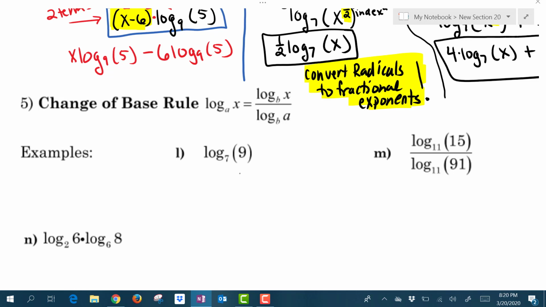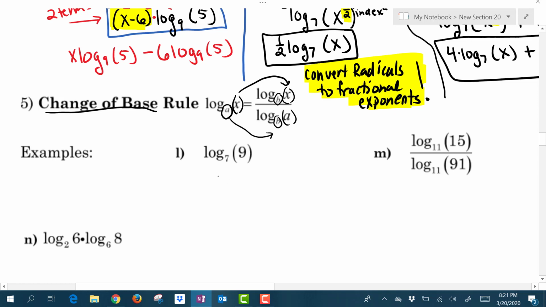The change of base rule says that if you have a log with some base, we'll call that base a, of some input, you can actually rewrite or change the base of the log. You can rewrite that into a log of a different base. So you would write that as log of some base b of the input, and then log of the same base. Both of these logs, on the top and the bottom of that fraction, have to have the same base, and then what goes inside of that bottom log would be the base.